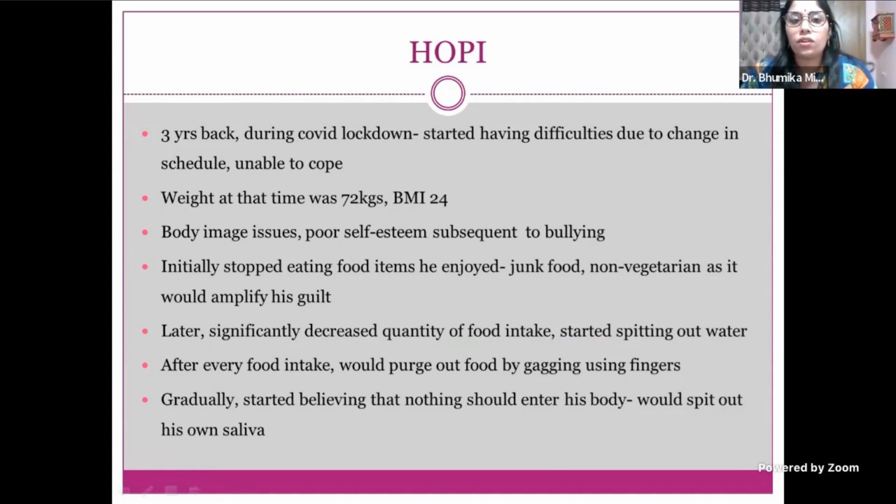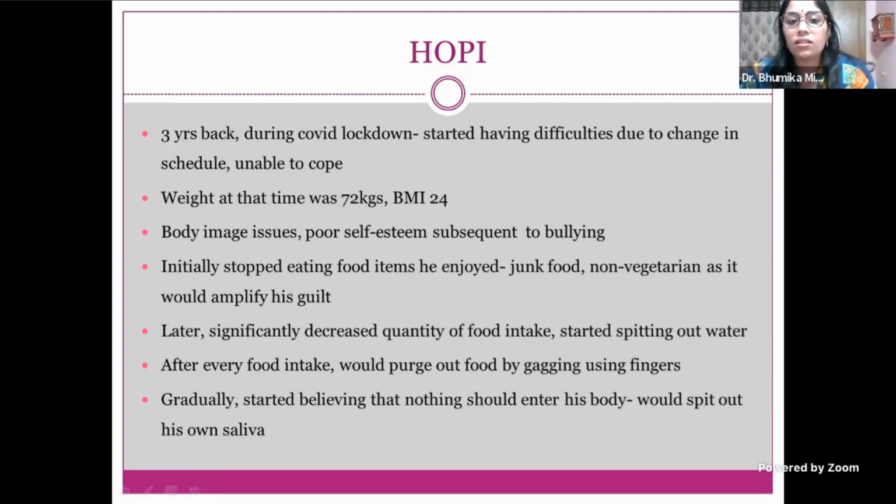The child reported feeling that he had gained too much weight, and there were significant body image issues related to that. Also, he had poor self-esteem, which was subsequent to the bullying that he had faced. I would be elaborating more on that in the later parts. The child mentioned that initially he stopped eating food items that he enjoyed, for example, junk food and non-vegetarian food, as he said he would feel worse about his self-image after eating and it would amplify his guilt.